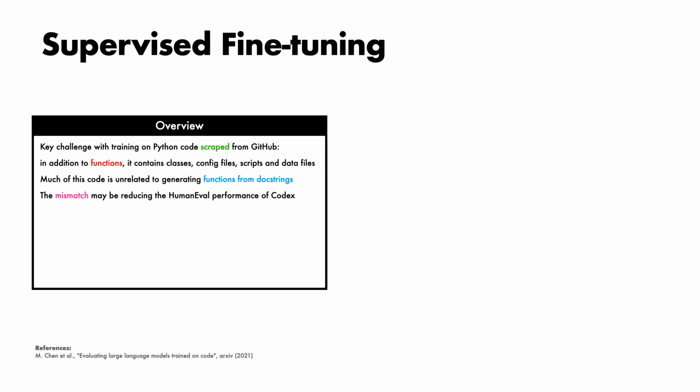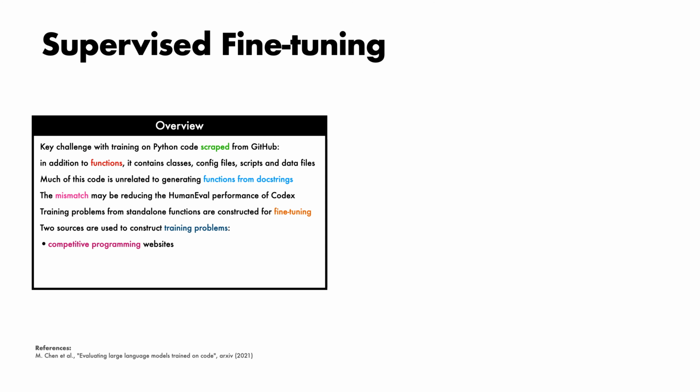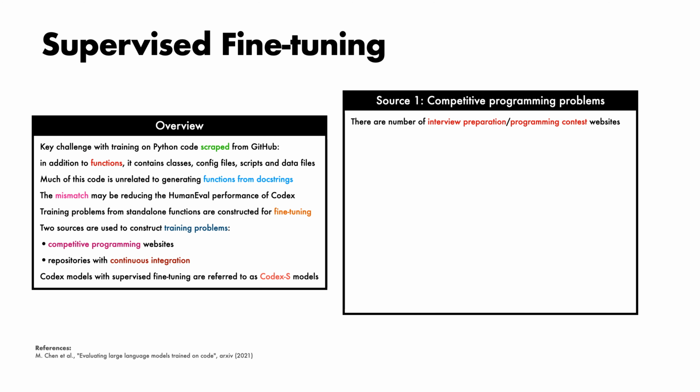In order to resolve this domain gap, a set of training problems from correctly implemented standalone functions is constructed for fine-tuning. This training problem construction employs 2 sources: competitive programming websites and repositories with continuous integration. The Codex models obtained with this supervised fine-tuning process are referred to as Codex-S models. For the first source, note that there are a number of interview preparation and programming contest websites available online. These websites provide self-contained problems, often with well-written problem statements.